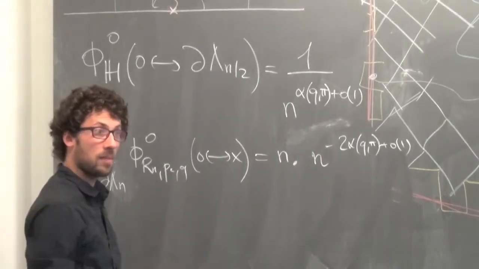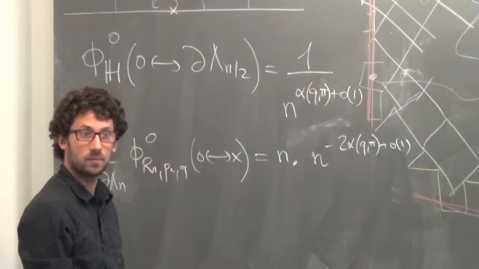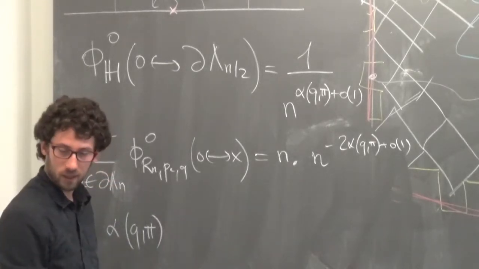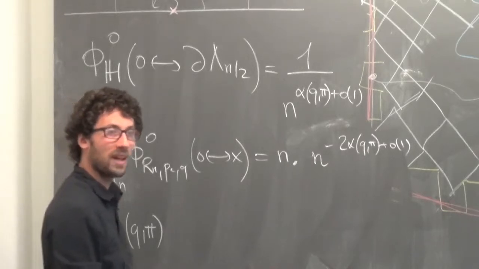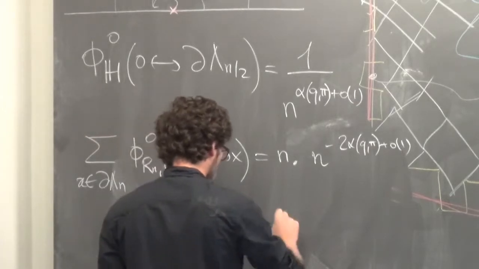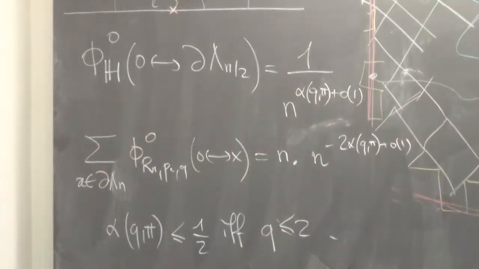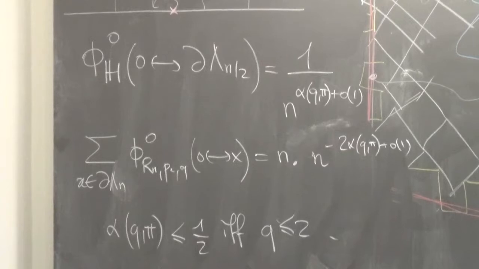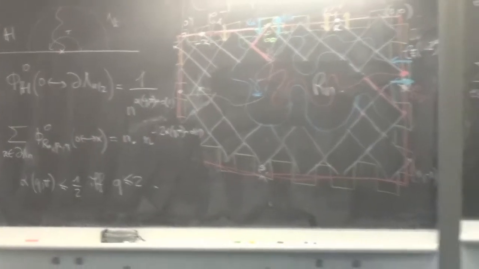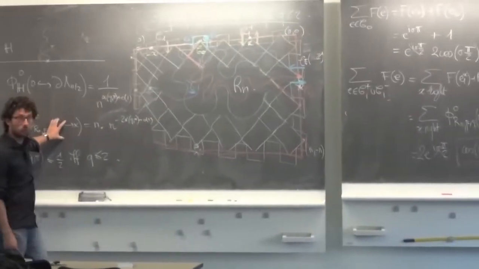So this thing is going to remain bounded away from 0 if and only if alpha q pi is smaller or equal to a half. And alpha q pi, oh man, I don't remember by heart the expression, but alpha q pi is smaller than a half if and only if q is smaller or equal to 2. You can predict what is the value of alpha q pi using, for instance, the SLE technology, whatever. The important thing is that the prediction is actually that this quantity is going to tend to 0 for q larger than 2.